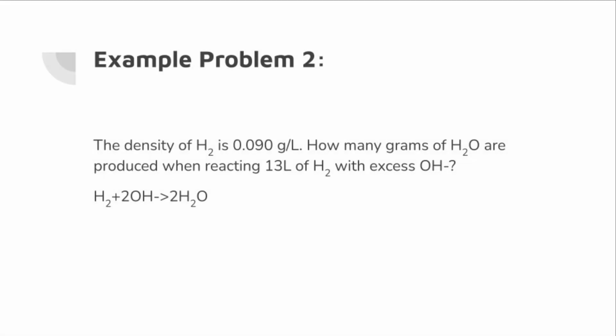The density of H2 is 0.090 grams per liter. How many grams of water are produced when reacting 13 liters of H2 with excess OH? The balanced equation is H2 plus 2OH becomes 2 water.